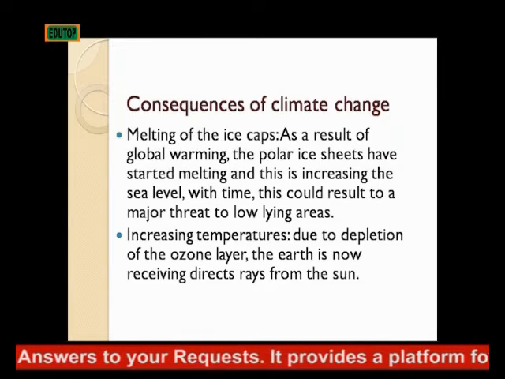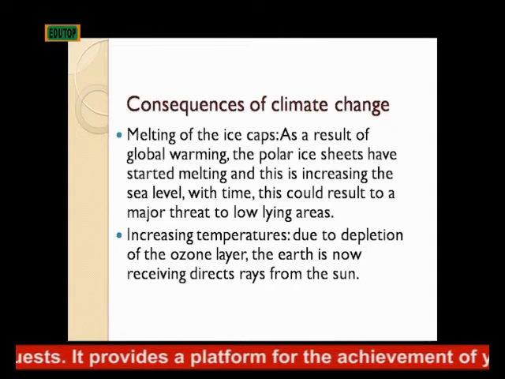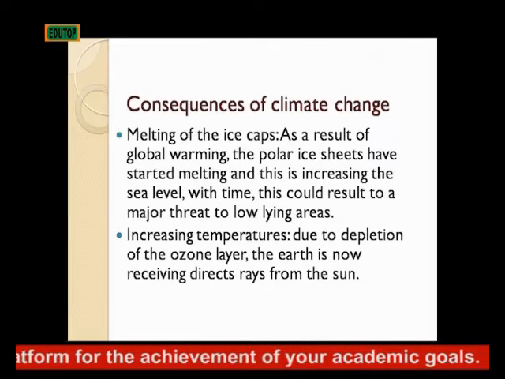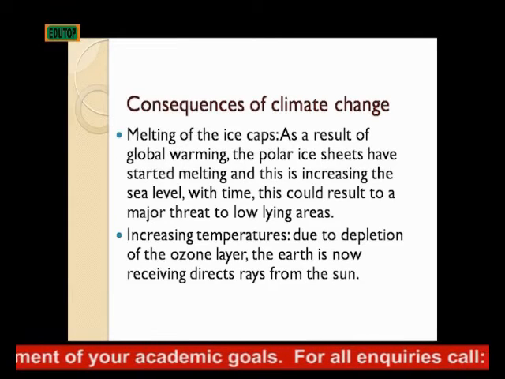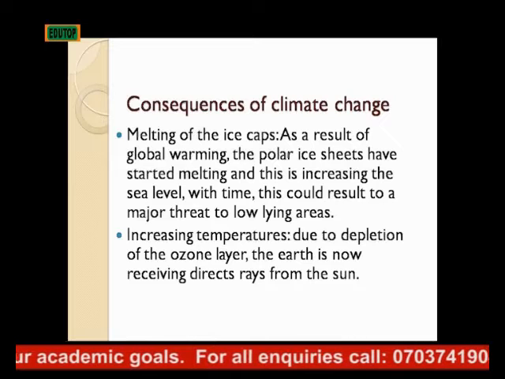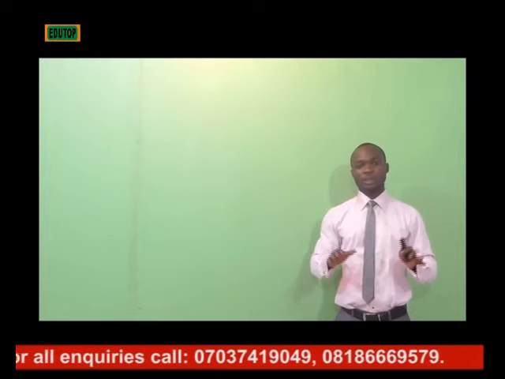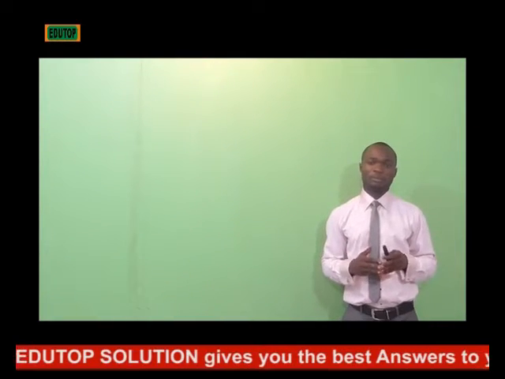Another consequence of climate change is increasing temperature. Due to the depletion of the ozone layer, which is the thin layer within the atmosphere which reduces the intensity of the radiation of the sun that reaches the Earth's surface, the intensity of the sun that reaches the Earth is too high, thus increasing the temperature. And we begin to experience or feel the direct rays from the sun.